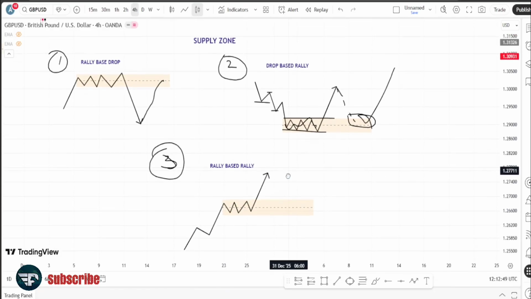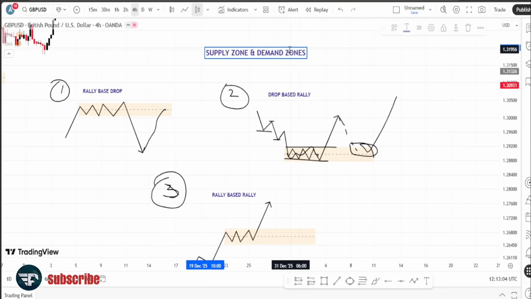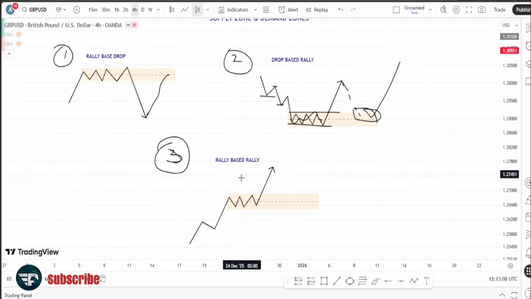Basically, this one is actually for supply and demand zones. So let me add demand also here. So it's both for supply and demand zones, not only for supply zones. That is to save time for the video, it is for both. So this one is rally, base, rally.